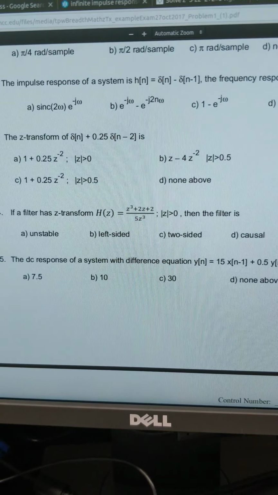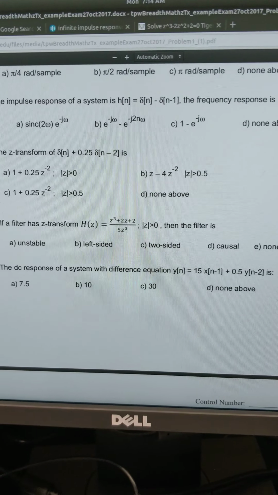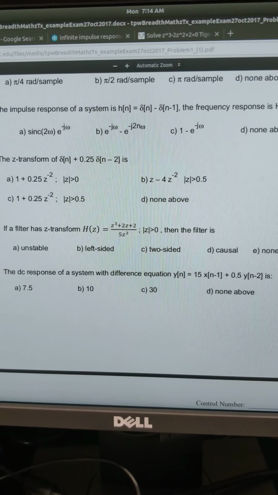For the two-sided, we would need a region of convergence that is bounded by an upper and lower limit. Since we do not see that, we can rule that answer out as well. Having thought about all the possible answers, D is the right answer.